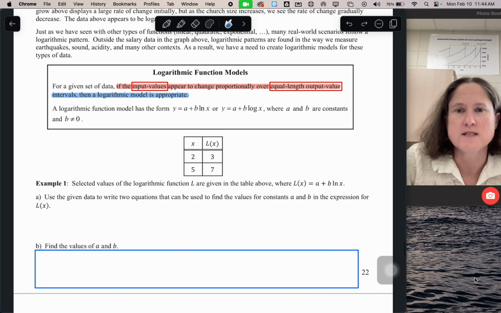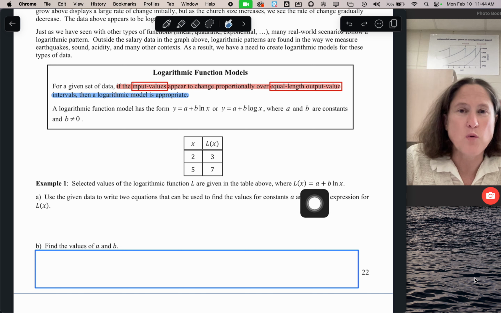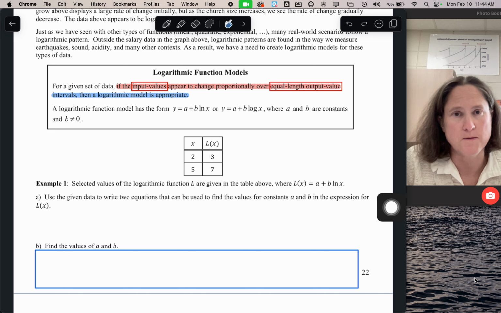Let's take a look at example 1. I'll review, but nothing much is new. It says that the table represents a log function where L of x is equal to a plus b times the natural log of x. This is important to know because to use our graphing calculators, that is the only log function that we can actually use. We can't use a common log base 10. We can't use a log base 2. If you're ever asked to find a regression model using a form other than the natural log, you won't be able to use your graphing calculator.